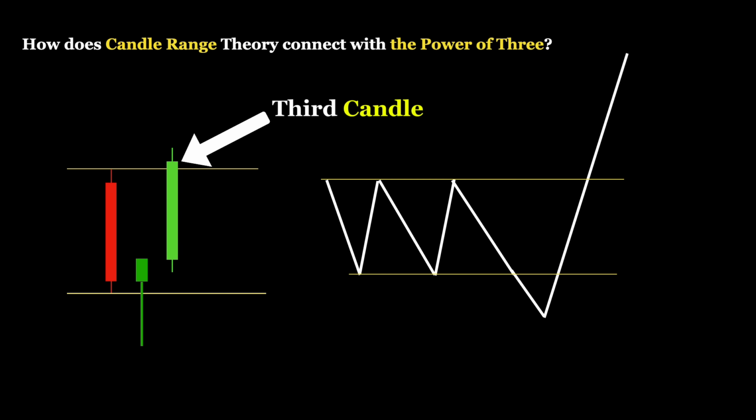The third CRT candle is the breakout with conviction. This is the acceleration or distribution phase on the lower time frame. Price finally takes off in the real direction, leaving retail behind and rewarding those who waited for the setup.